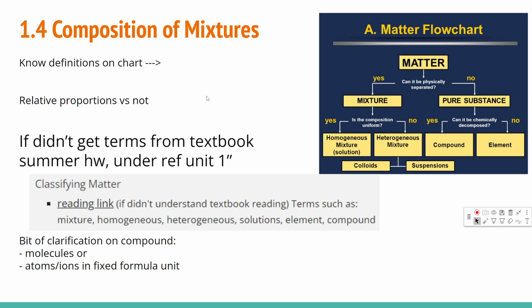So what does happen in proportionality, like if things come in one thing or two things, or if it comes in multiple things, how does that work? And that goes alongside this clarification on compounds. Molecules are used for covalent compounds, and atoms and ions are used for ionic compounds. And they're in fixed formula units that are proportional.